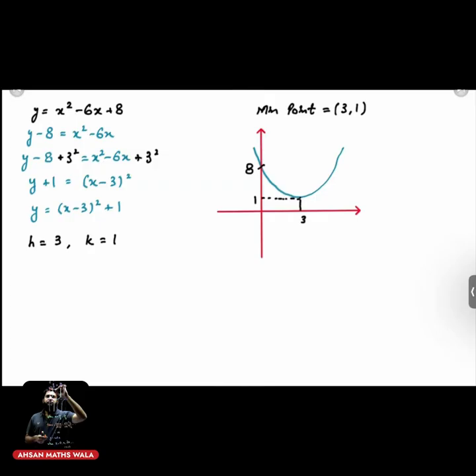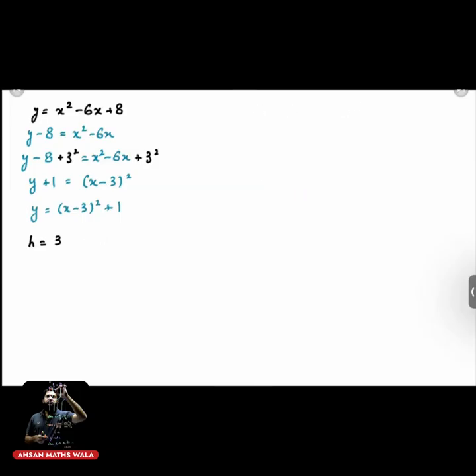Sir, won't it become -1 when you shift to the other side? My bad. I'm sorry. I'm really sorry. So this becomes -1. So the h value is 3 and the k value is -1.